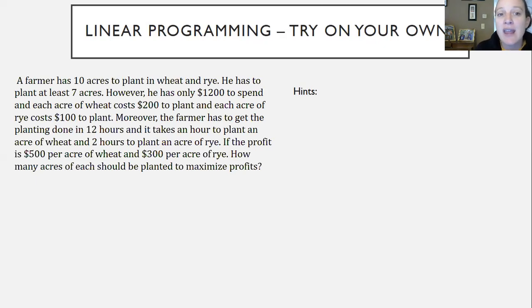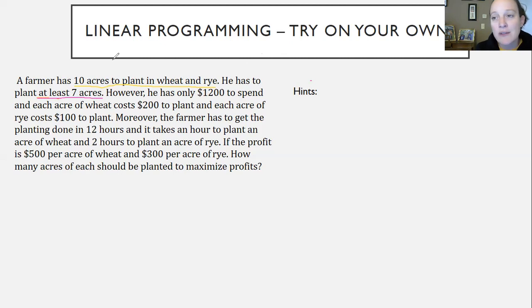A farmer has 10 acres to plant in wheat and rye. Can't go over 10, but he can plant up to 10. That's going to be one of your constraints. That's going to be one of your inequalities. Ooh, what does it mean he has to plant at least 7 acres? Ooh, and I'm going to do a totally different color so you can see all the different colors.